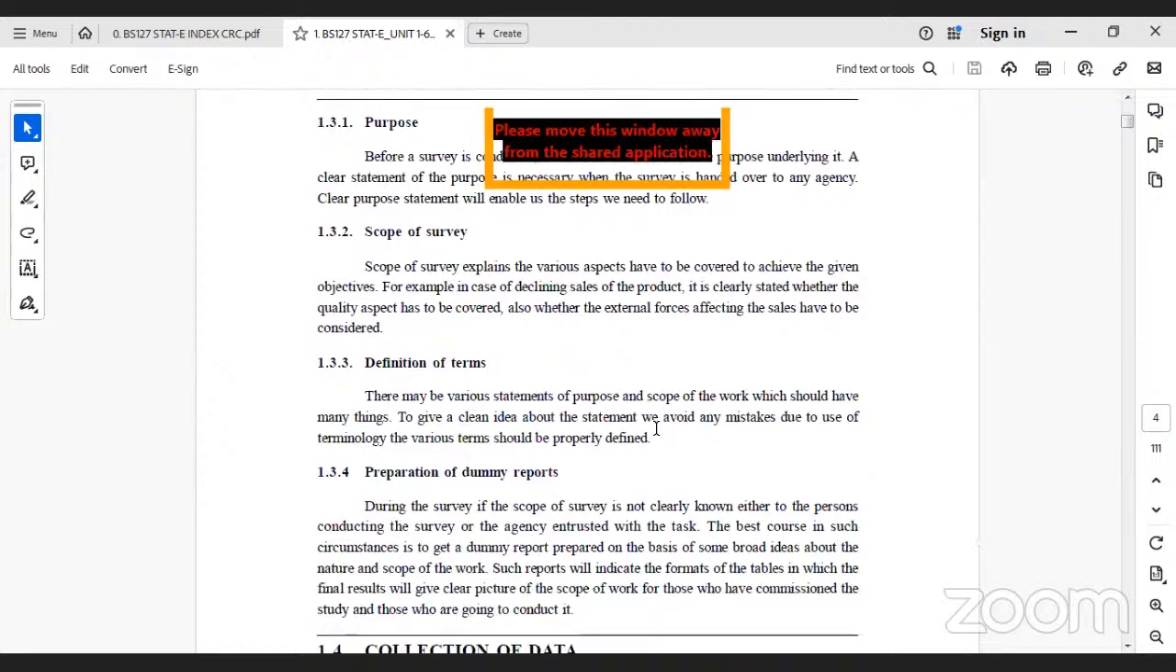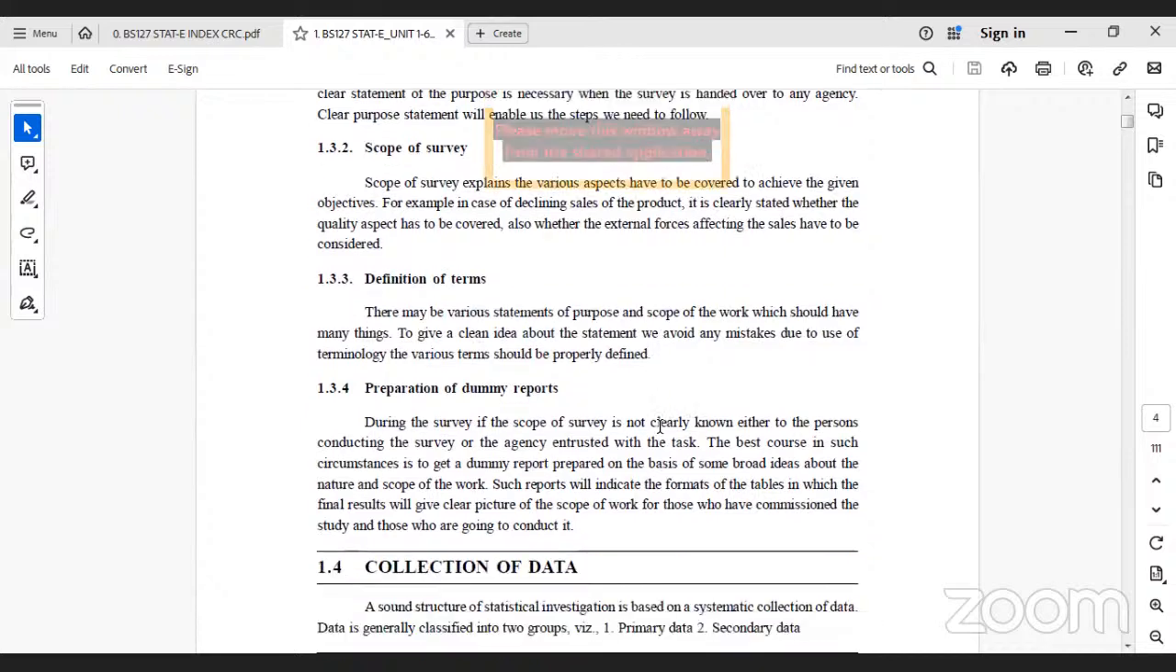Definition of terms. There may be various statements, purpose, scope of the work, which have many things. To give a clear idea about the statement, and to avoid any mistakes due to use of terminology, the various terms should be properly defined.